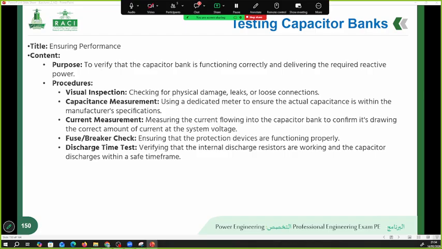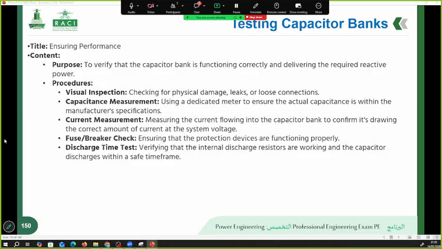Okay, this slide focuses on the crucial practices of testing and maintaining capacitor banks. So these banks are a vital component of power factor correction systems. So the main purpose of testing a capacitor bank is to verify its functionality and performance.